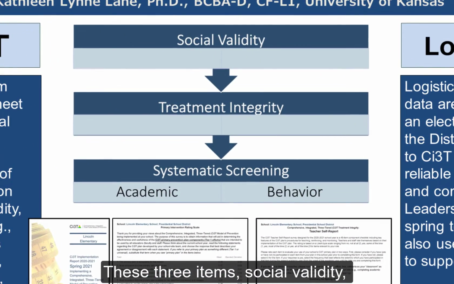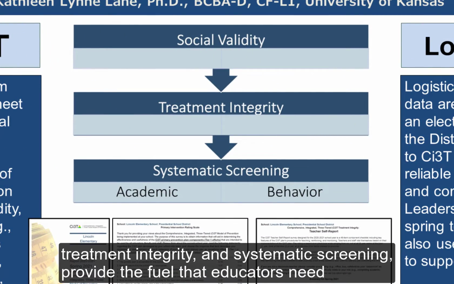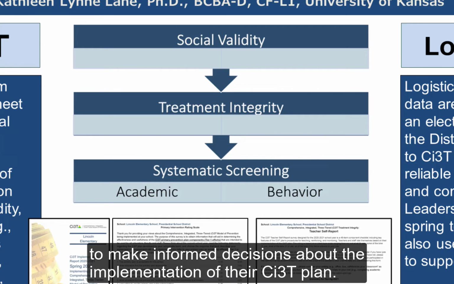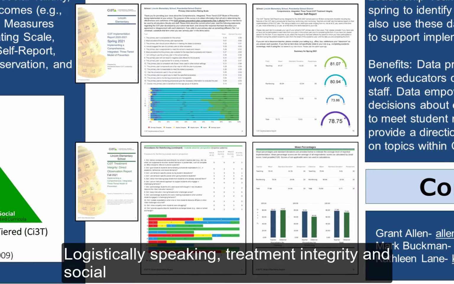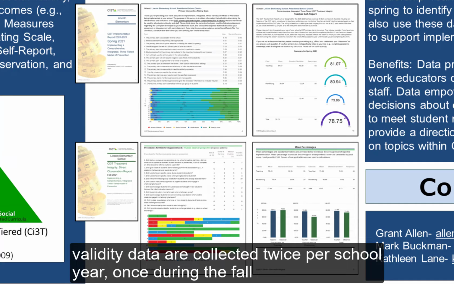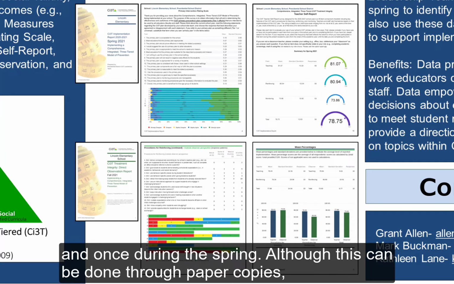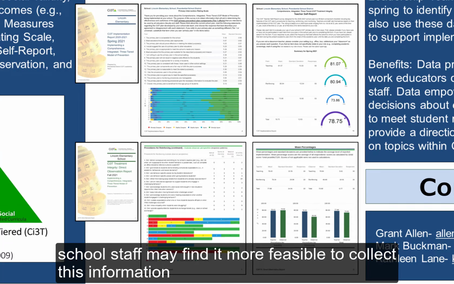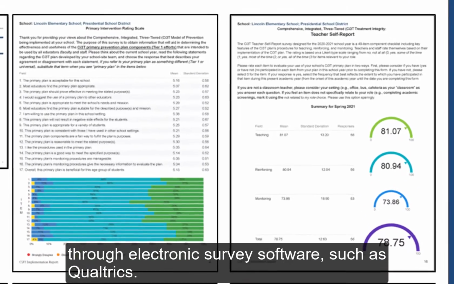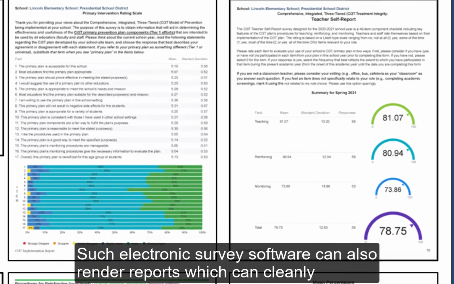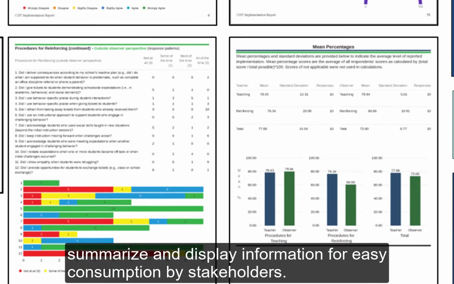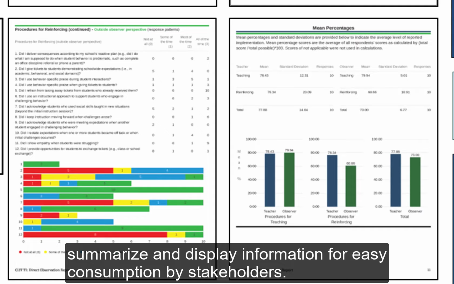These three items, social validity, treatment integrity, and systematic screening, provide the fuel that educators need to make informed decisions about the implementation of their Ci3T plan. Logistically speaking, treatment integrity and social validity data are collected twice per year, once during the fall and once during the spring. Although this can be done through paper copies, school staff may find it more feasible to collect this information through electronic survey software, such as Qualtrics. Such electronic survey software can also render reports, which can cleanly summarize and display information for easy consumption by stakeholders.